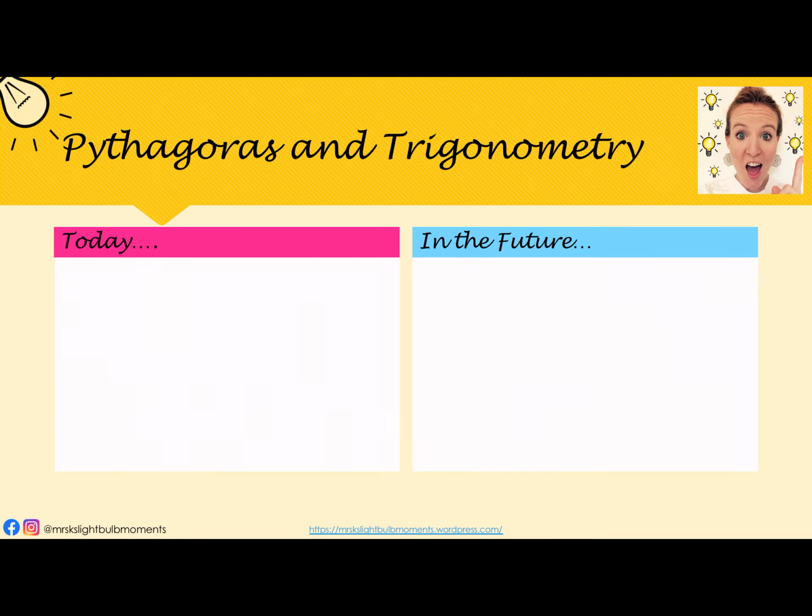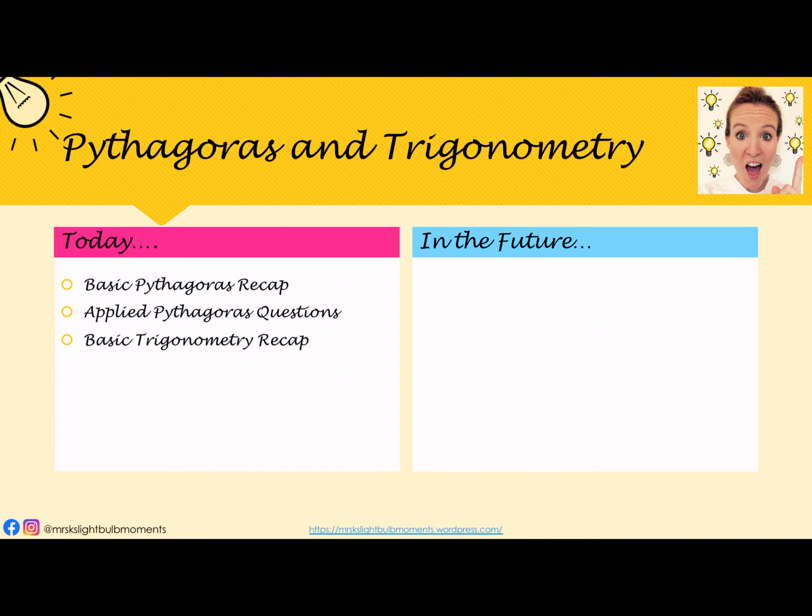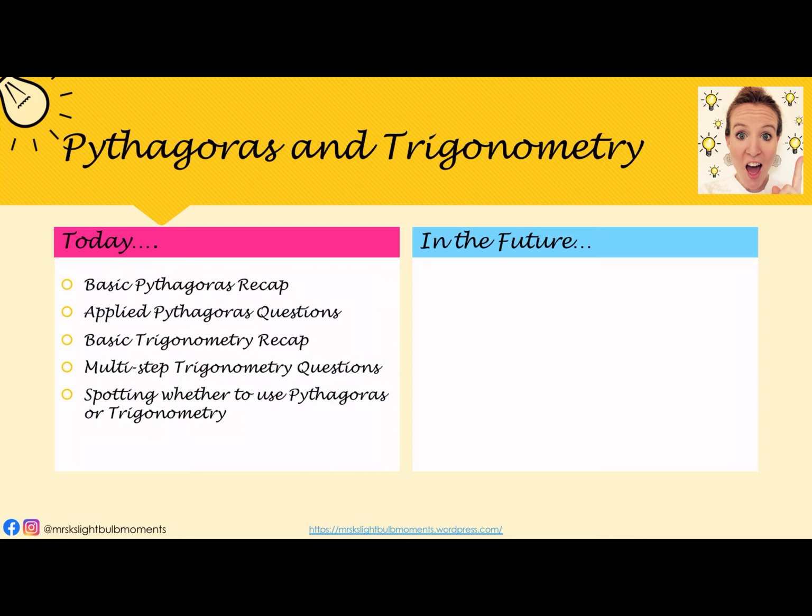So today we have just done a basic Pythagoras recap. We're going to move on to some applied Pythagoras questions, so within other shapes or worded problems. We're then going to do a basic trigonometry recap, multi-step trigonometry questions, and to end with spotting whether to use Pythagoras or trigonometry in an exam situation. So a lot of content, but we're going to whiz through it. It's going to be snappy.